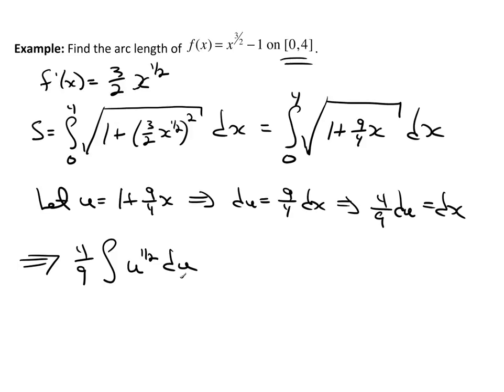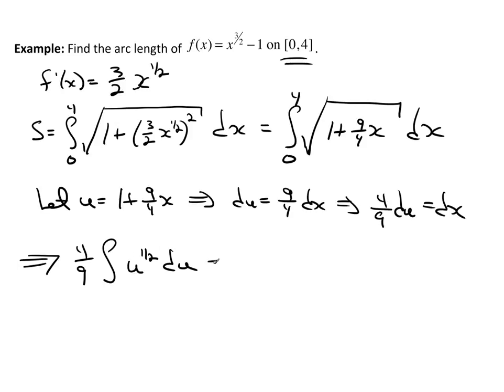Now, just as a quick review, notice I'm integrating from 0 to 4 with respect to x. With respect to u, I don't have the bounds. Either I can change variable and find out what my new bounds are, or when I'm done integrating this, I can go back to x's. And that's what I'm going to do. I'm going to integrate and then return to x's.